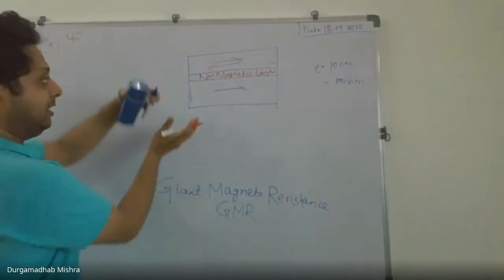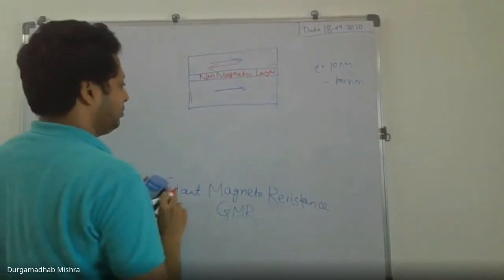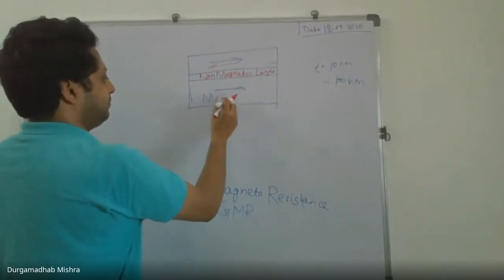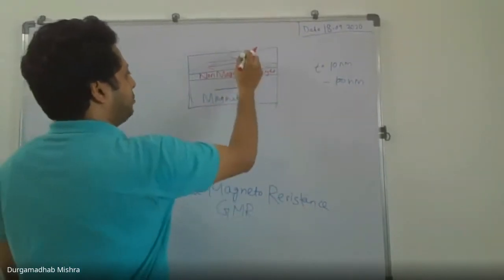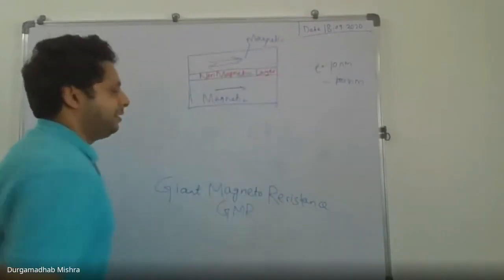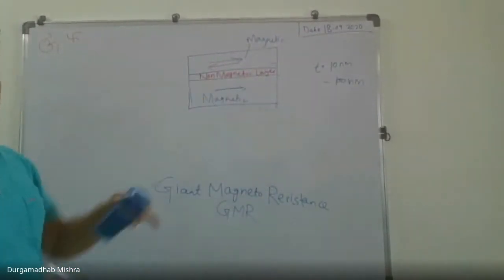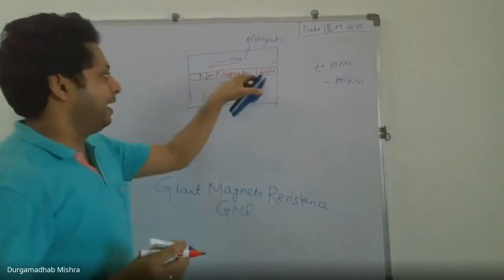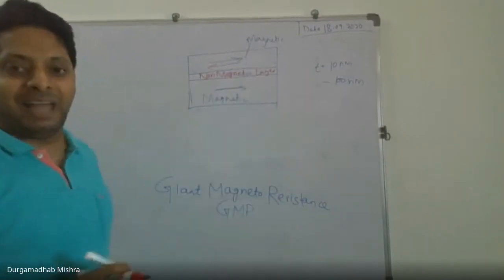So this is basically a magnetic layer. The bottom layer is magnetic, the top layer is also magnetic, and the non-magnetic layer is sandwiched between them. It's like a sandwich, right? So you have a non-magnetic layer, and top and bottom you have magnetic layers.